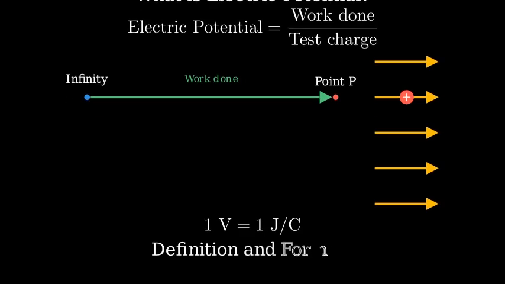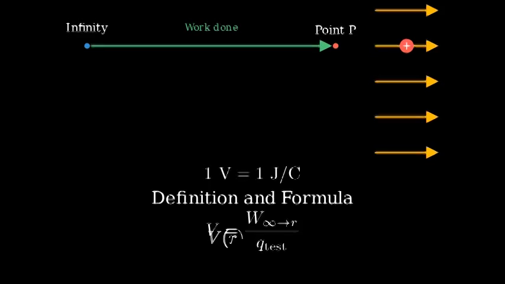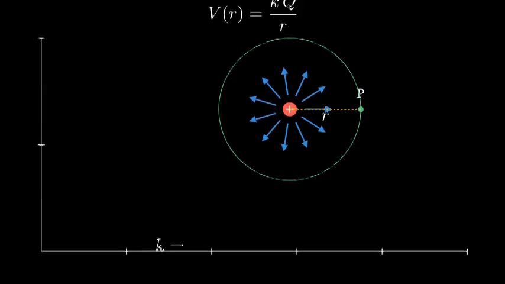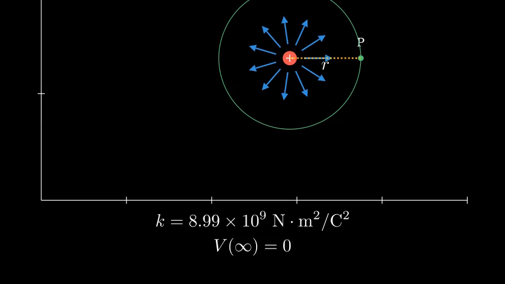Now, let's look at the formal definition and formula for electric potential. By definition, the electric potential V is equal to the work done W in moving a test charge from infinity to position r, divided by the value of the test charge q test. For a point charge Q, the potential at a distance r from it is given by V(r) equals k times Q divided by r, where k is Coulomb's constant, approximately 8.99 times 10 to the 9th newton meter squared per coulomb squared.